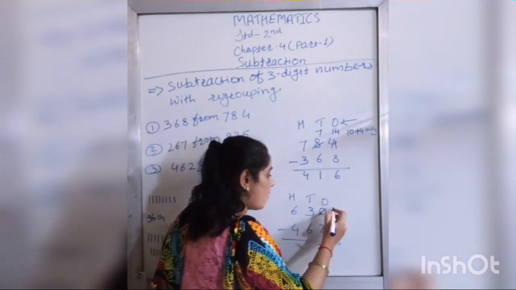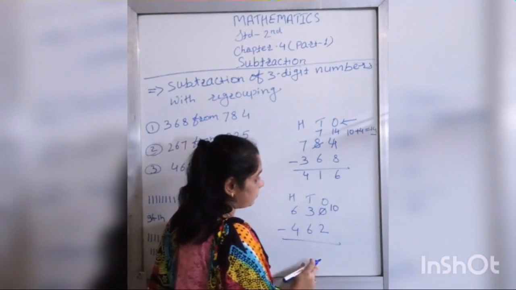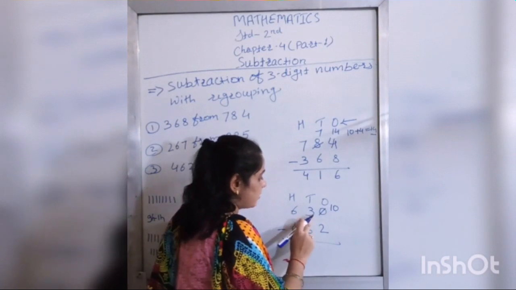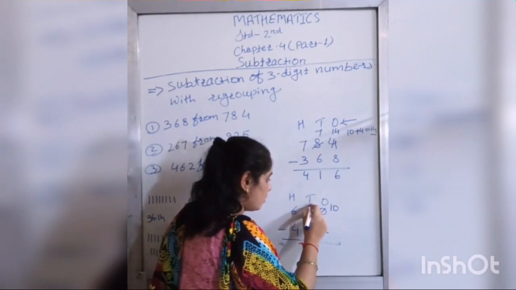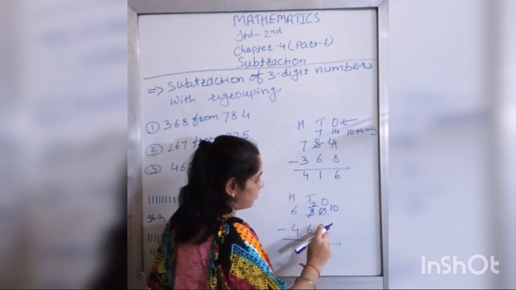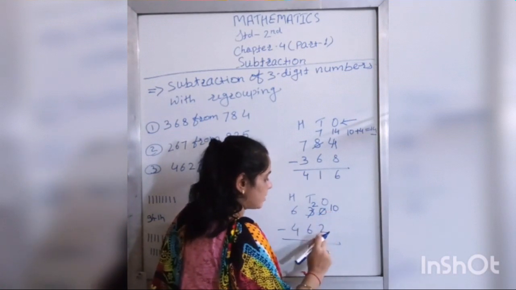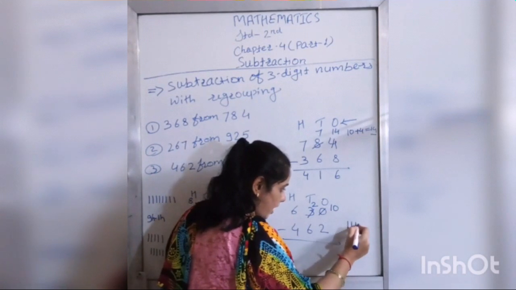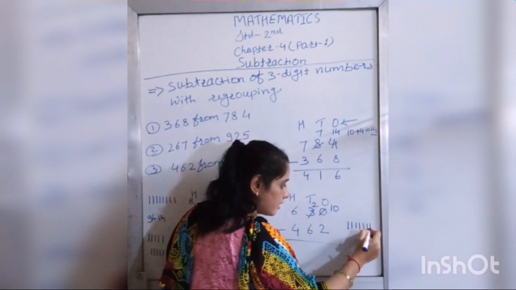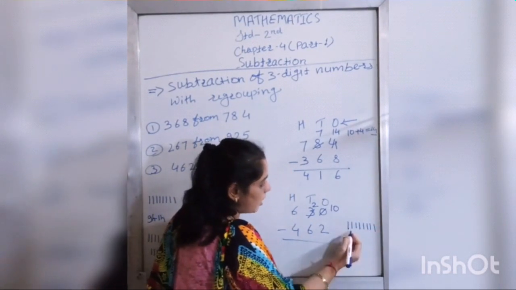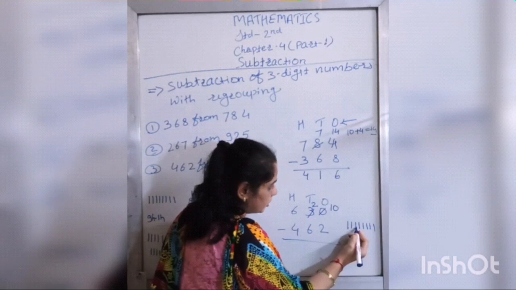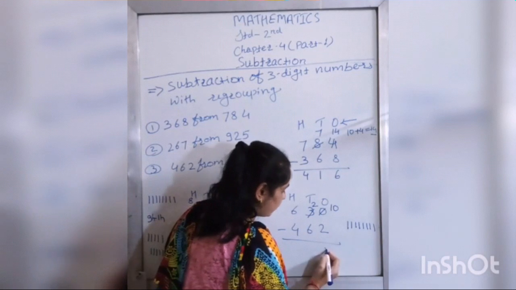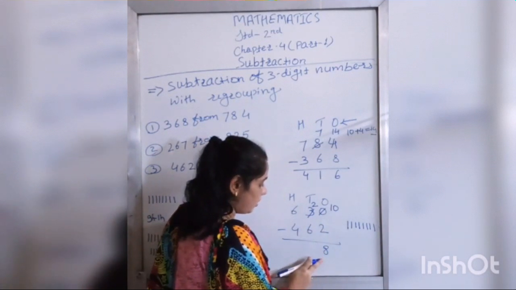So this 0 will become 10. As we borrowed 10 from the tens column, so 3 tens minus 1 ten is equal to 2 tens. Now subtract 2 from 10. Start counting after 2 till we get 10: 3, 4, 5, 6, 7, 8, 9, 10. Count these lines: 1, 2, 3, 4, 5, 6, 7, 8. So 10 minus 2 is equal to 8.